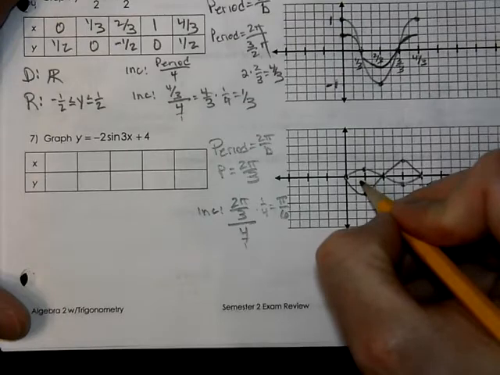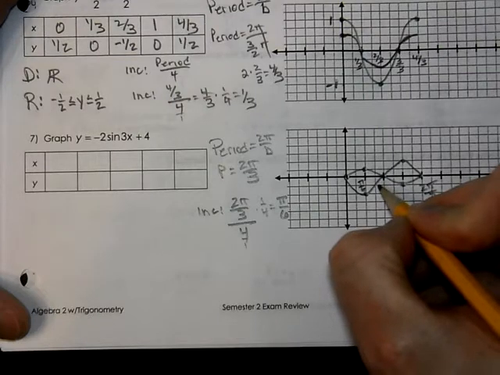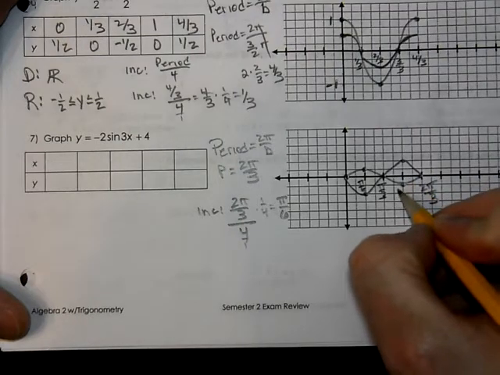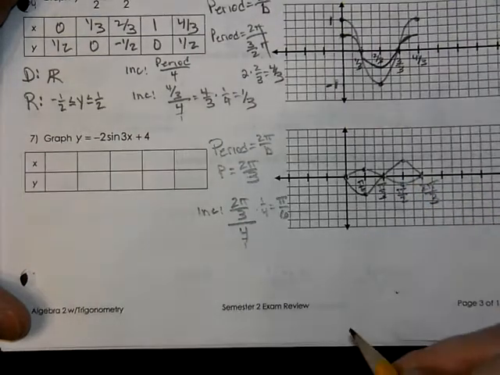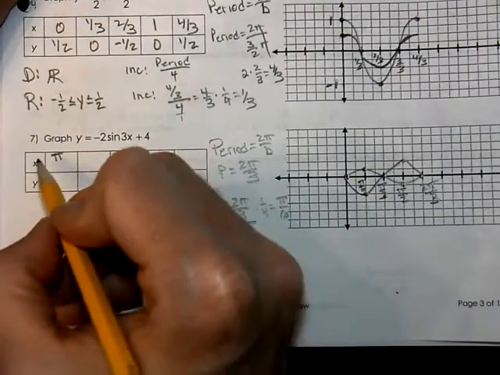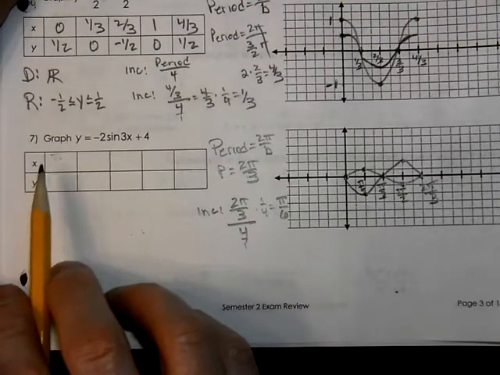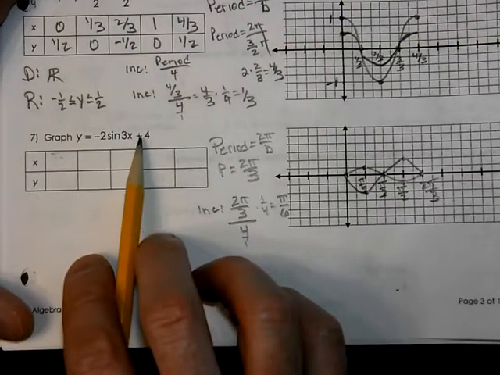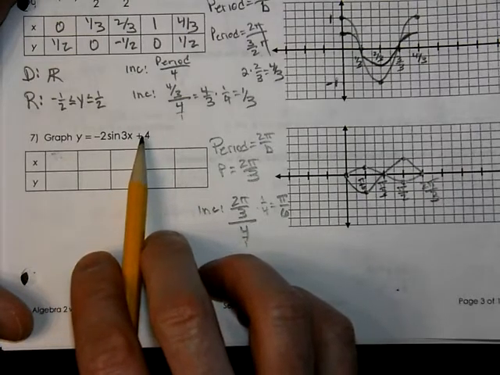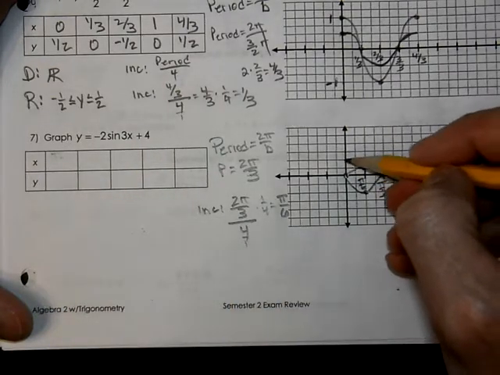So we have pi over 6. We have 2 pi over 6, which would reduce to pi over 3. We have 3 pi over 6, which is pi divided by 2. Before I put in our table, the graph also has a k value here. It's not in parentheses, so I know it's not the h value. The k value is exactly what it says, positive 4. So we're going to move this up 4.